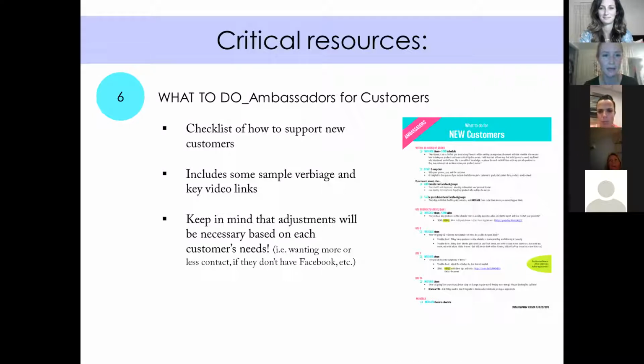And then the last one is what to do for ambassadors for new customers. So just properly supporting our new customers, making sure that they have a good experience from the second that they place the order. It includes some sample verbiage and key video links for supporting folks on how to get started. And then there's also a detox tips video.